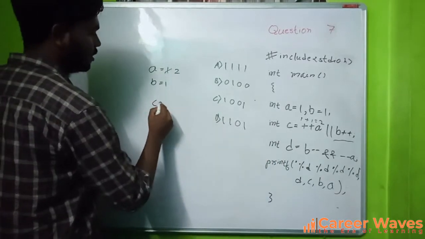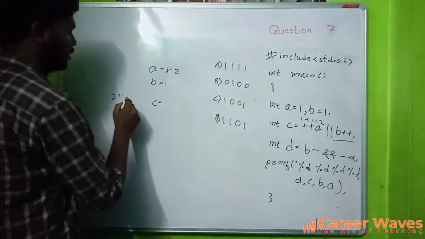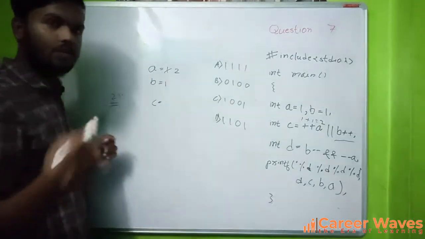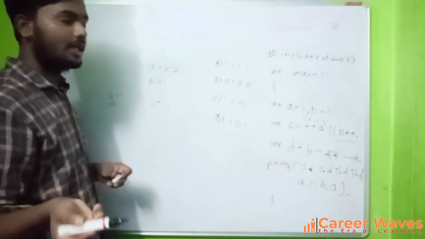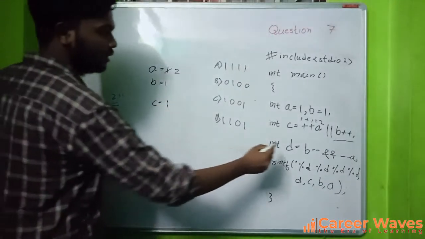So the value of c becomes 2 OR, and 2 is also considered to be 1, because in C anything other than 0 is considered to be true, so the value of c becomes 1.